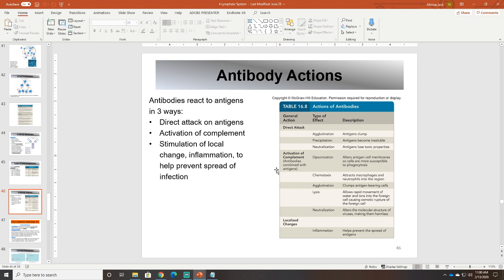So the antibodies, they react in a couple different ways. They can directly attack the antigen. All right. They can activate complement proteins and tell them to attack. And then they can stimulate local changes in the tissues. They can initiate inflammation, and they help prevent the spread of infection.